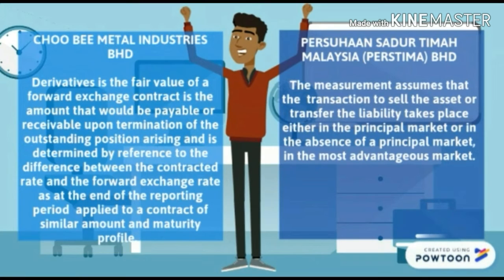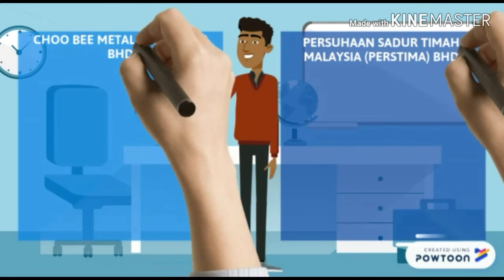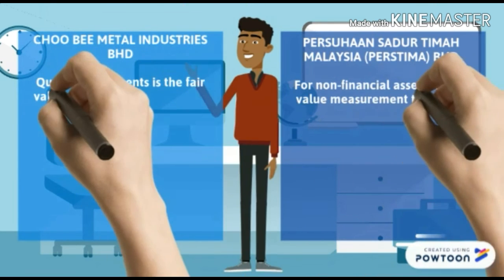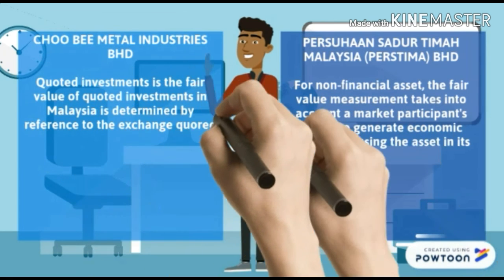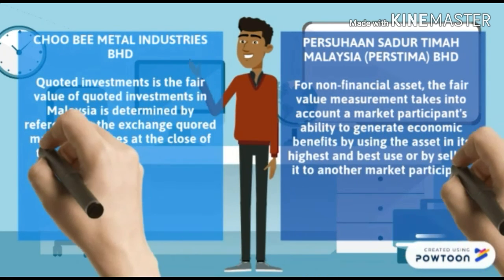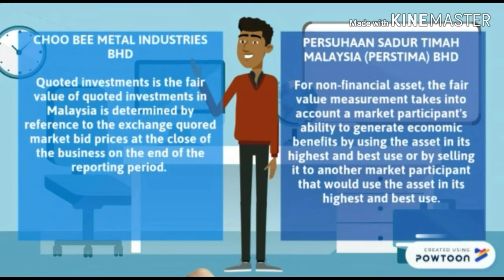For Perstima Berhad, the measurement assumes the transaction to sell the asset or transfer the liability takes place either in the principal market or, in the absence of a principal market, in the most advantageous market. For Cubi Metal Industries Berhad, quoted investment: the fair value of quoted investments in Malaysia is determined by reference to the exchange quoted market bid price at the close of business on the end of the reporting period.